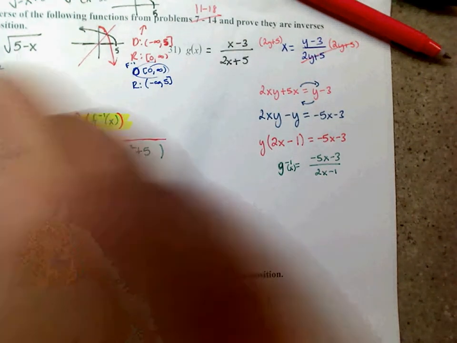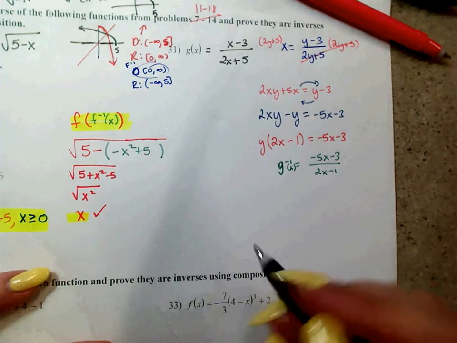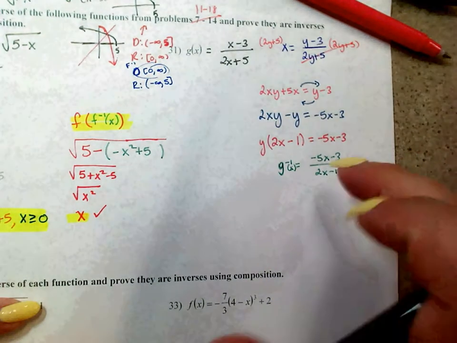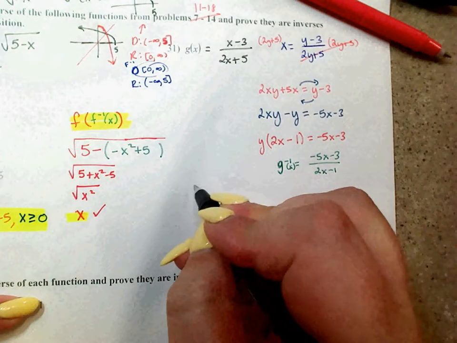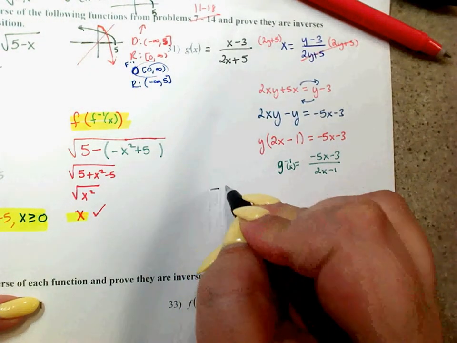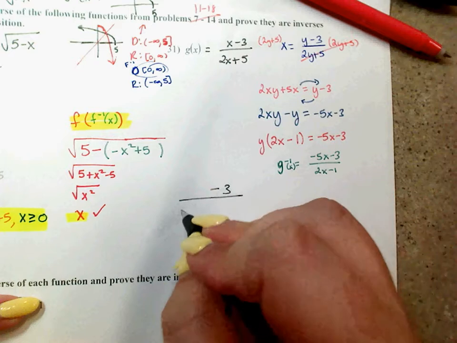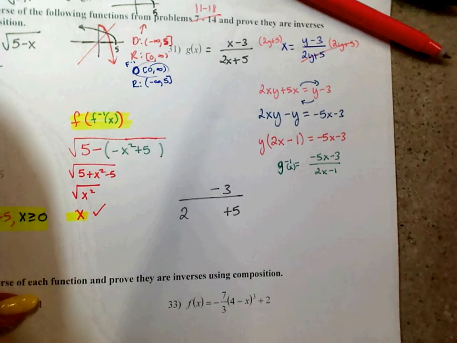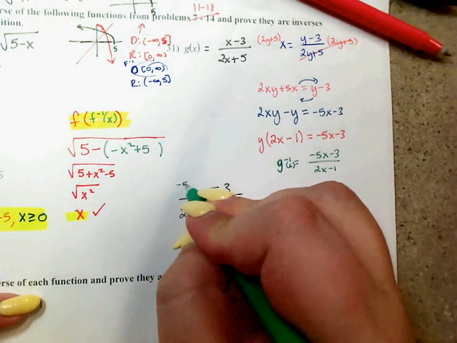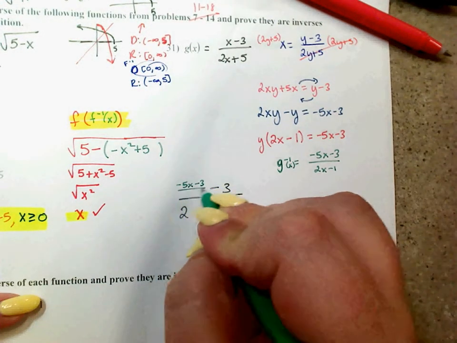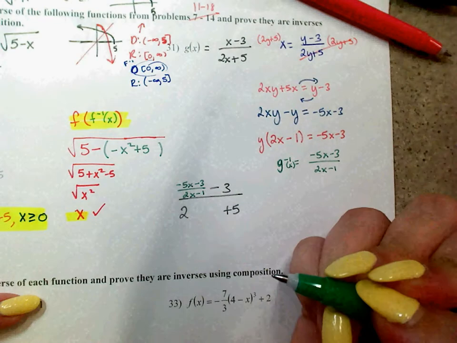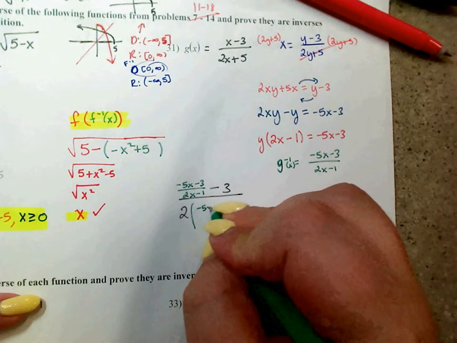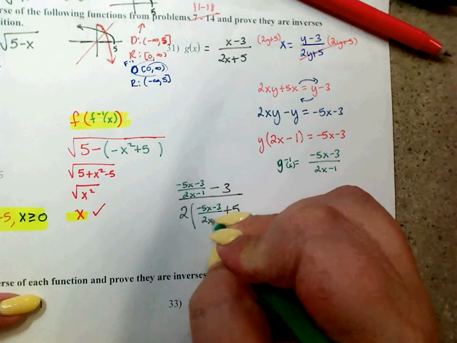Okay, now we're going to prove that they're inverses using composition, so I'm going to start with the original. Actually, it really doesn't matter whichever one you plug into that one and that one, but I'm going to go ahead and plug that one into that one. So, something minus 3 over 2 times something plus 5. And that something is this fraction, negative 5x minus 3 over 2x minus 1, and negative 5x minus 3 over 2x minus 1.